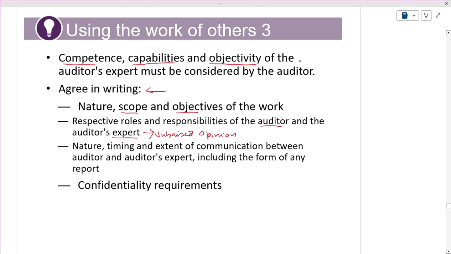Nature, timing and extent of communication between the auditor and the expert: the expert will communicate with the auditor, and the auditor will communicate with the management. So you will have 3 levels: the first level is the management, then the auditor, and then the expert. And most importantly, as needed, you should follow the confidentiality requirements.